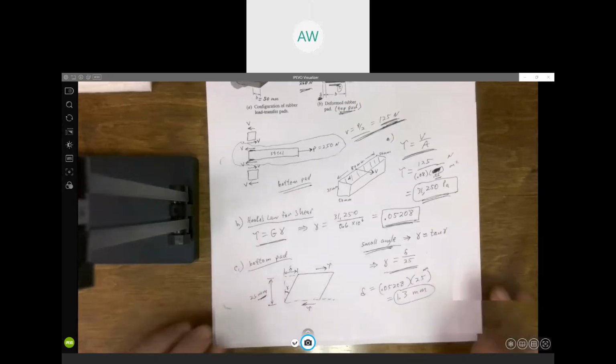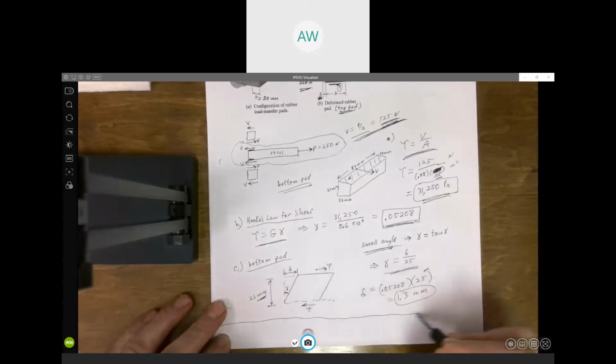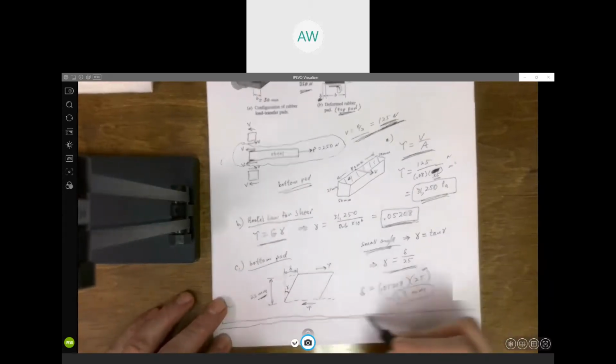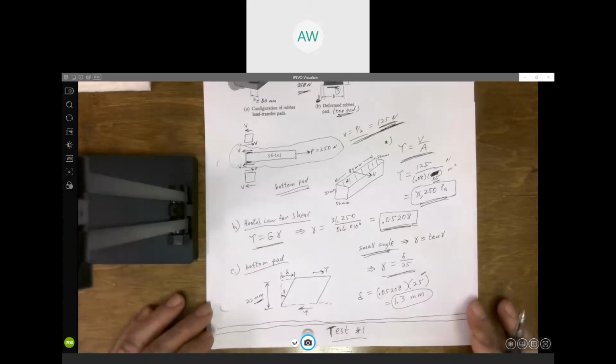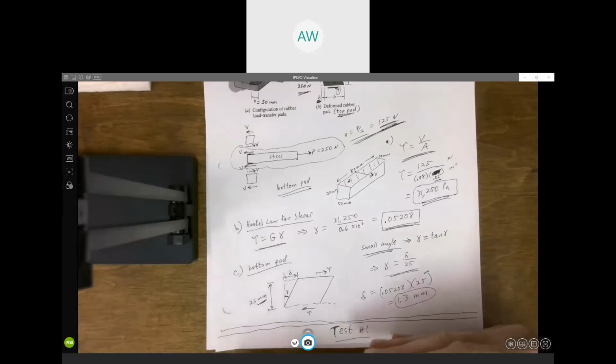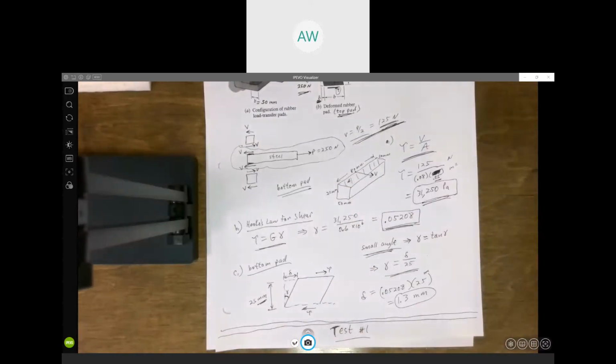All right. So this is where test 1, which you're going to take on Monday, ends: you're responsible for everything up to this point. Yeah, that's the cutoff point for what you're responsible for on test 1.